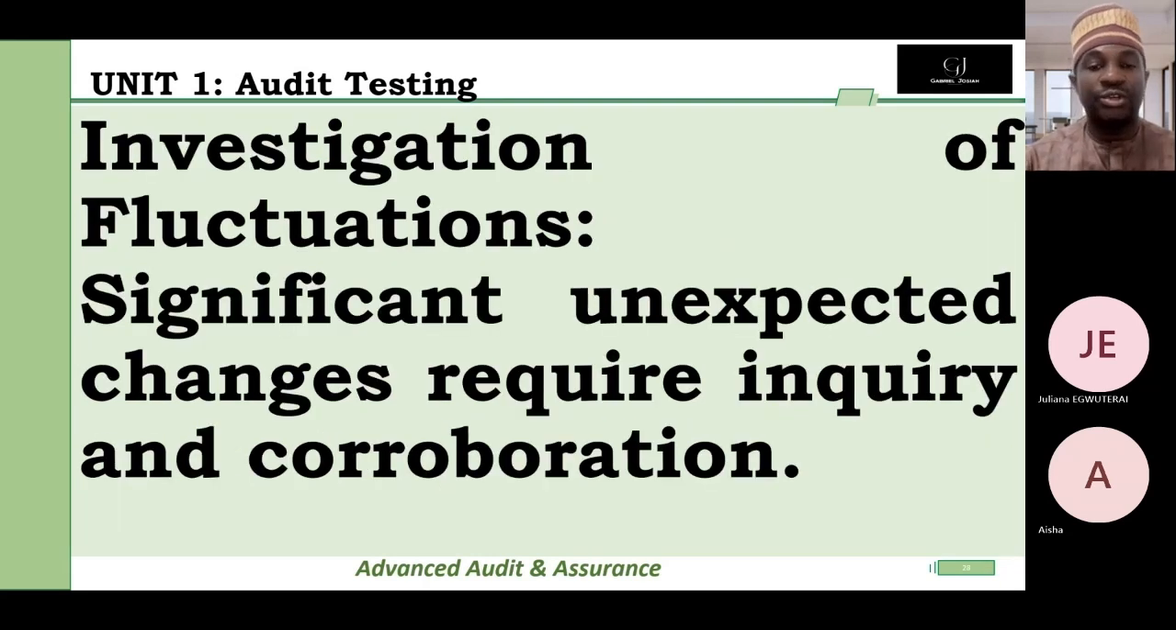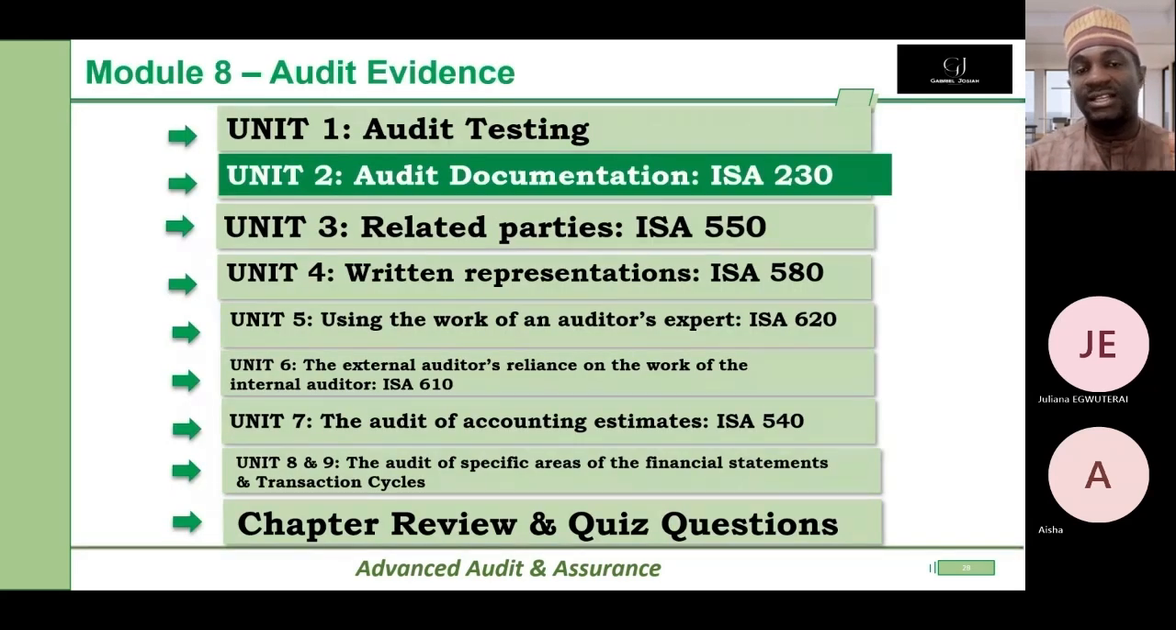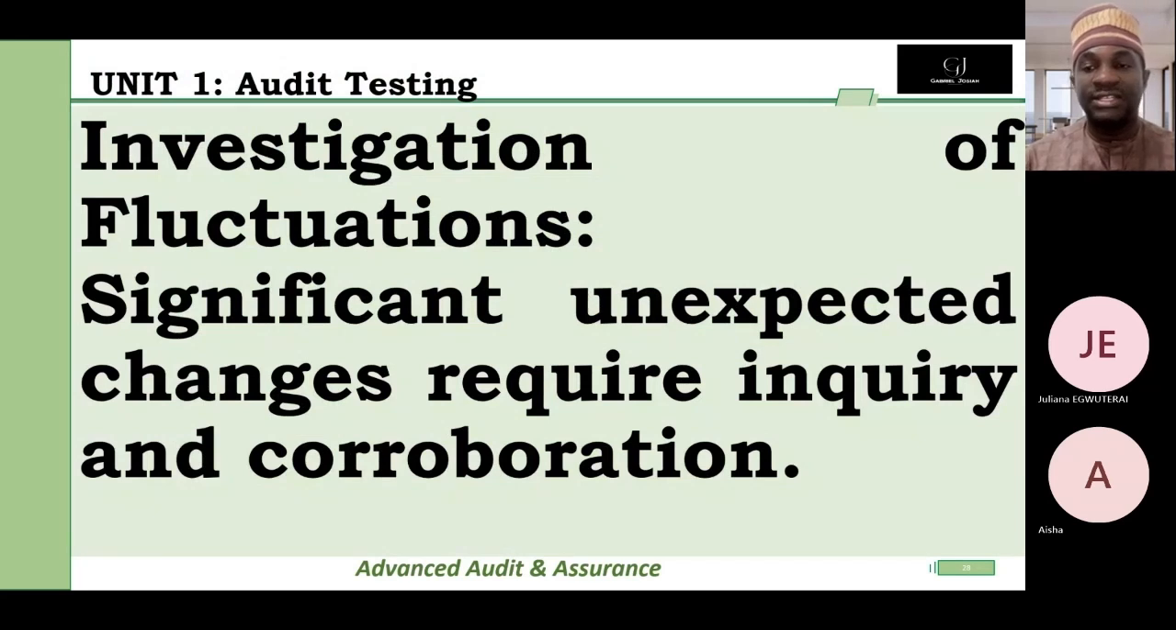Also, investigation of fluctuations. Every significant unexpected change requires inquiry and corroboration. So investigate any fluctuations, any differences, any figures that are not tallying, that don't make sense. You need to speak to those changes and call them out and let management defend themselves. So generally, that's what audit testing speaks to. It's a long unit and is frequently tested in the AAA exams, because this is where the field work is carried out.